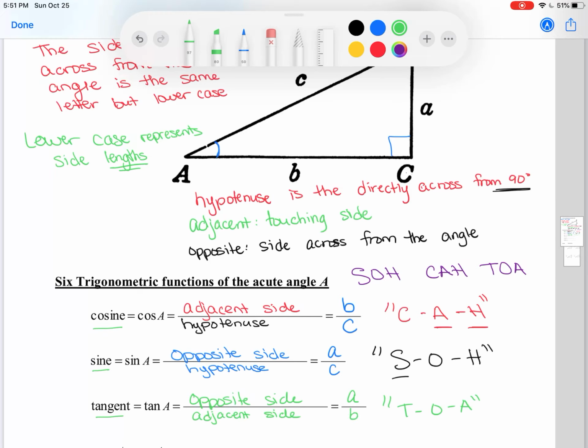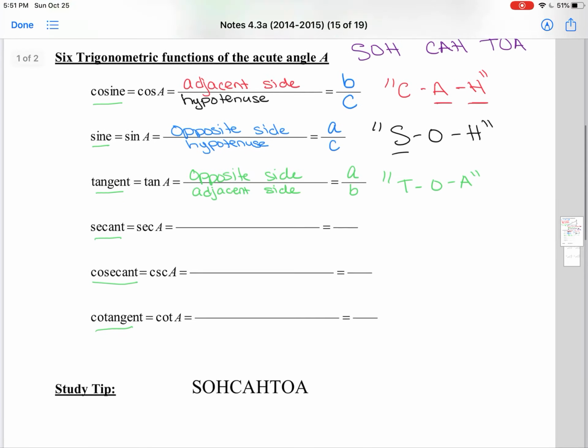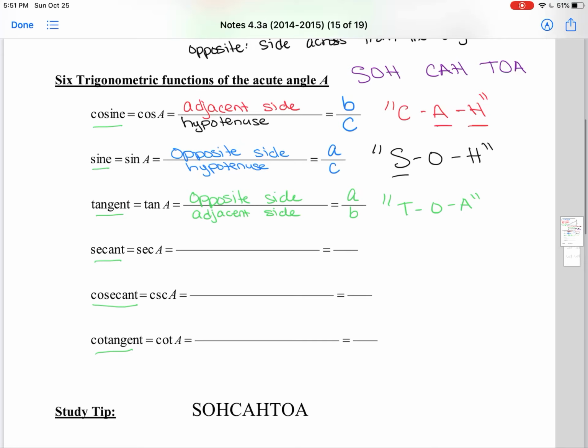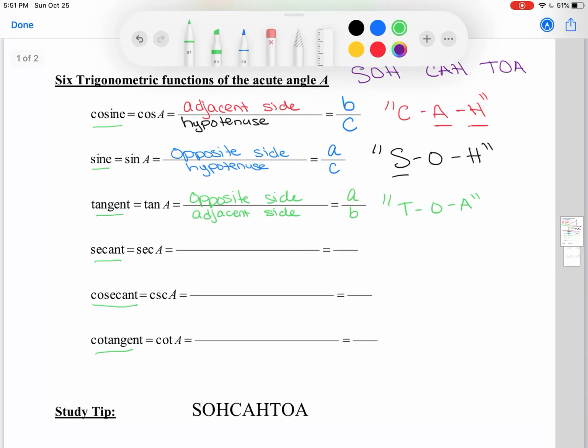Look back at the picture. We're still referencing angle A. My opposite side was A again, but this time it wants the adjacent side instead of the hypotenuse, so I get B. All right. So we have SOHCAHTOA completed.